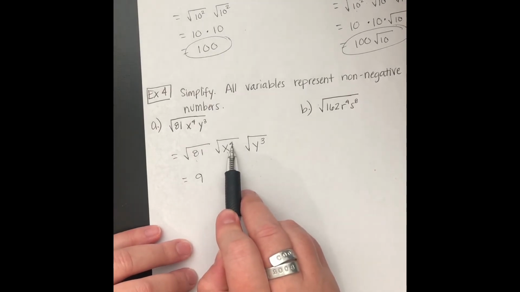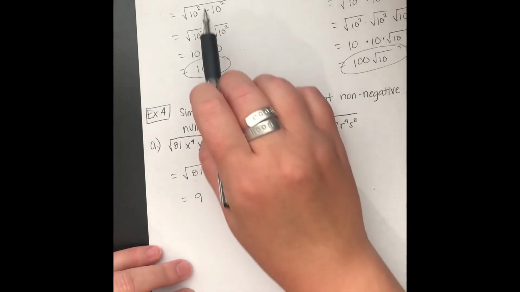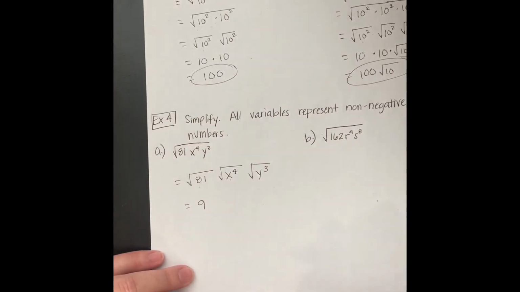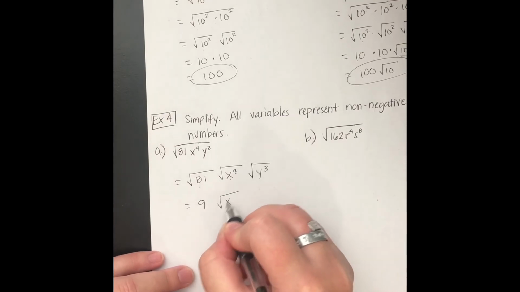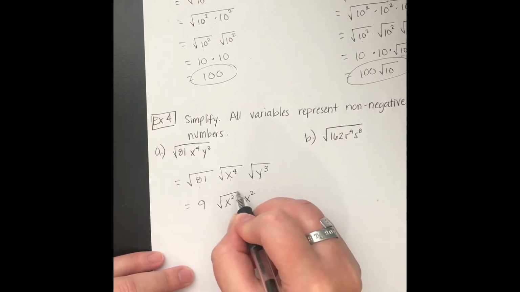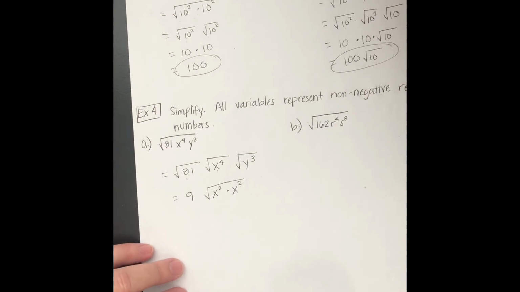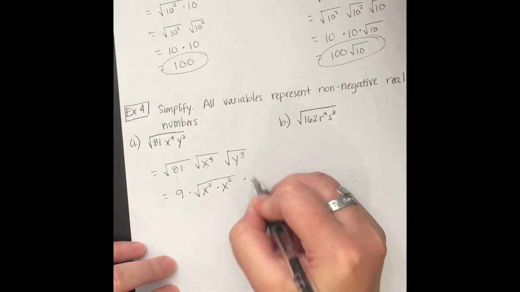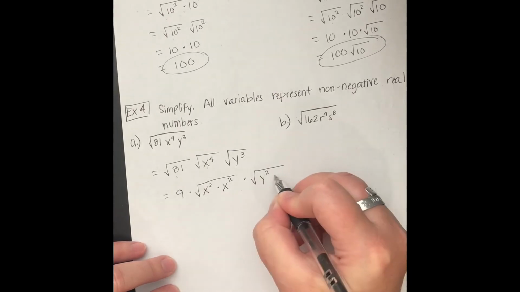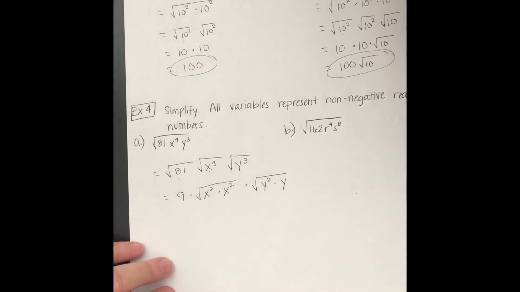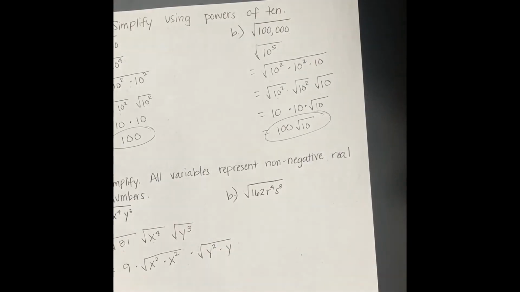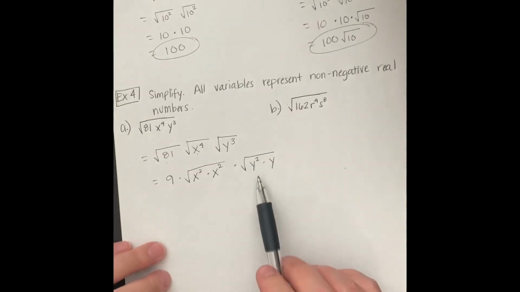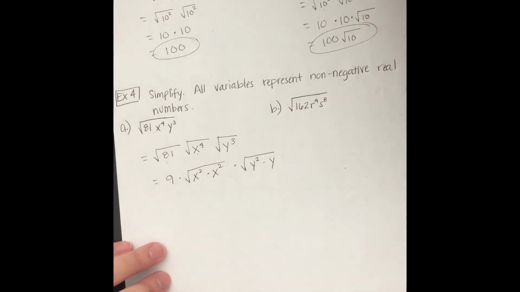X to the 4th. You can rewrite it like we did up here with powers of 10. We took all the 10s and wrote them with powers of 2. So I'm going to rewrite this as x squared times x squared. And then the y cubed, I'm going to rewrite that also. There's 3 y's, so y squared times y. 2 plus 1 is 3. Kind of like the one up here where we had 5 10s, so we did 10 squared times 10 squared times 10. This one, there's 3 y's, so 2 y's plus 1 is 3.